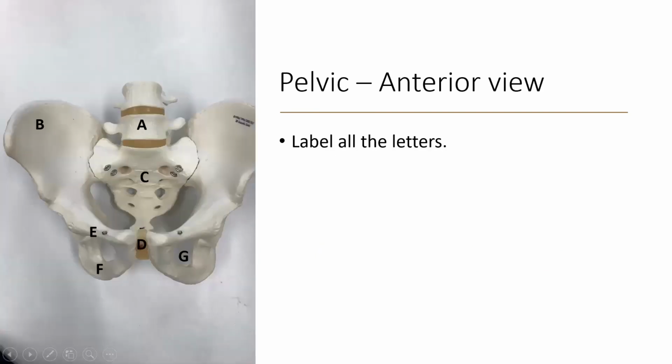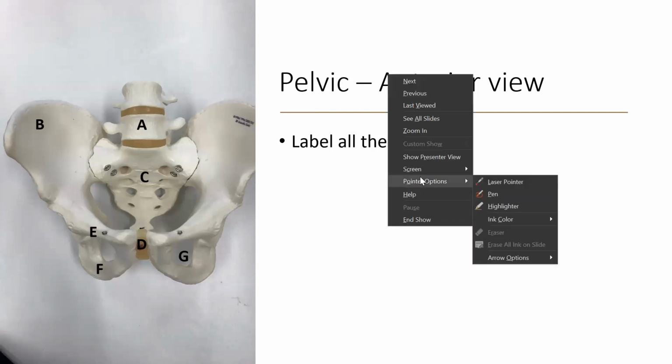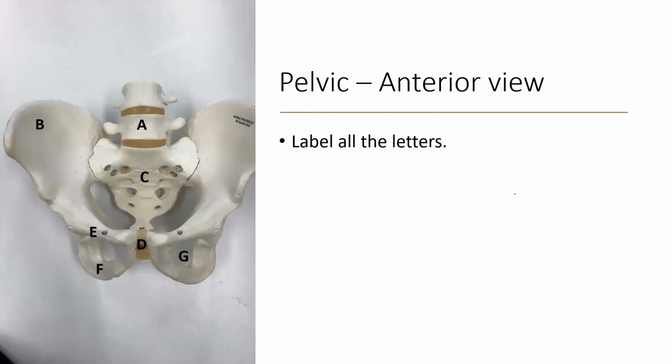Moving on. This is the pelvic girdle, the pelvis. What do we have? Well, A here, we have a piece of lumbar vertebrae. Vertebrae is the plural. And C, that is the sacrum.